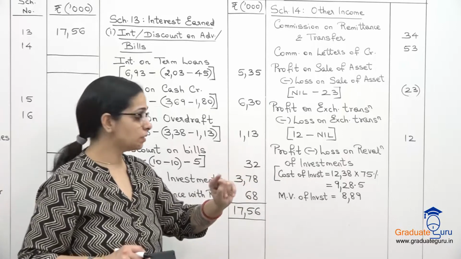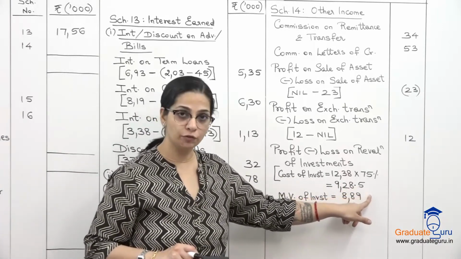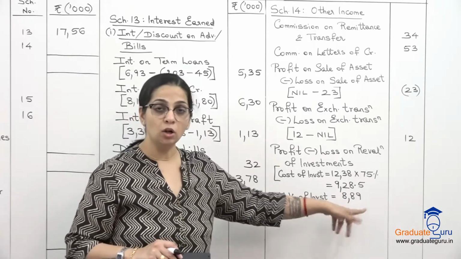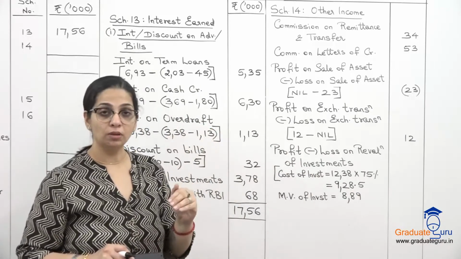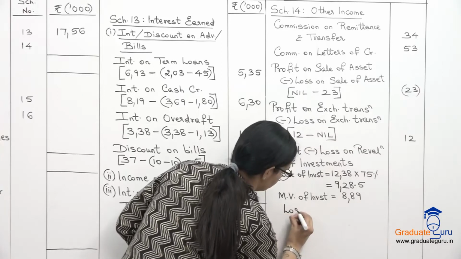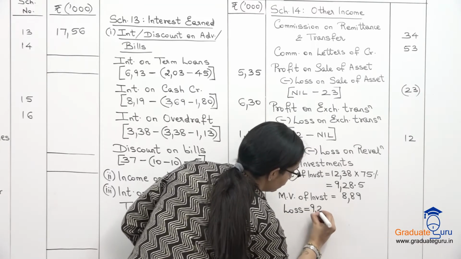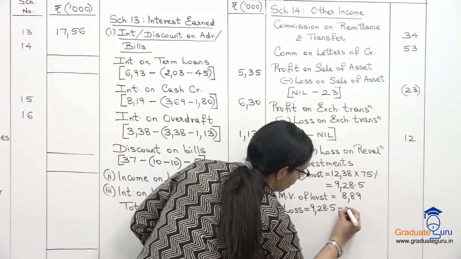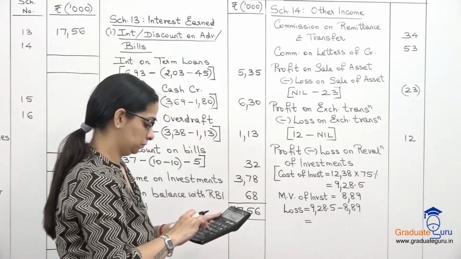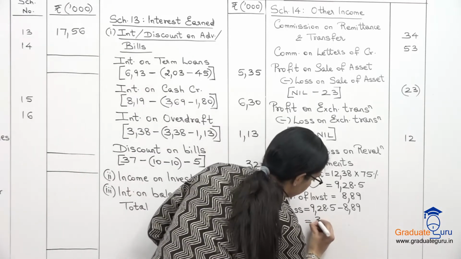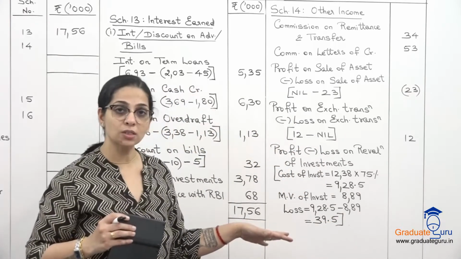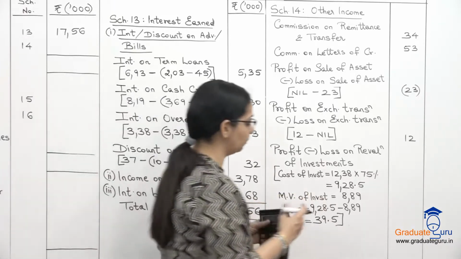In our books the value of the investment is 928.5, whereas in the market its value has become 889. So market value has gone down. That means it's a loss. So the loss will be 928.5 minus 889, which is 39.5. So this is the loss which I have to book over here. Since it's a loss, I'll put it in brackets.